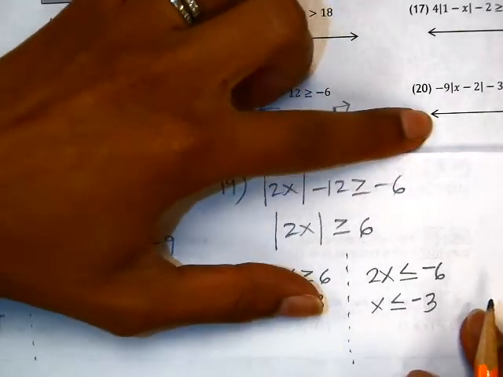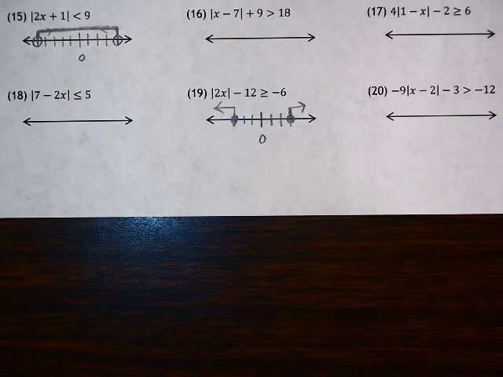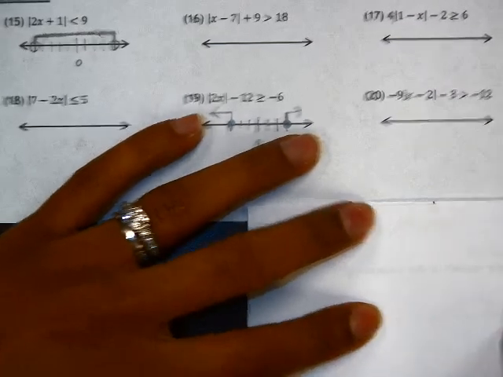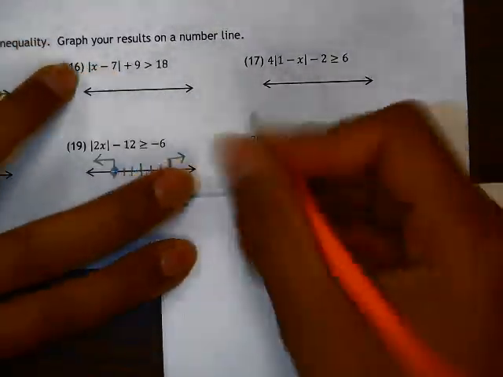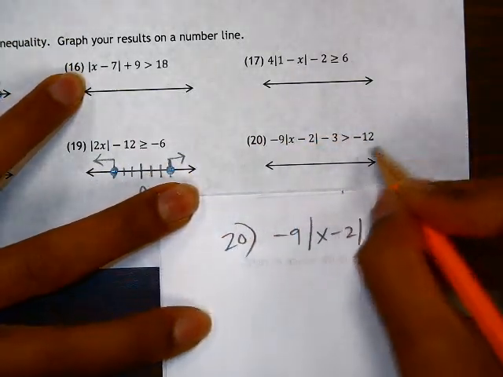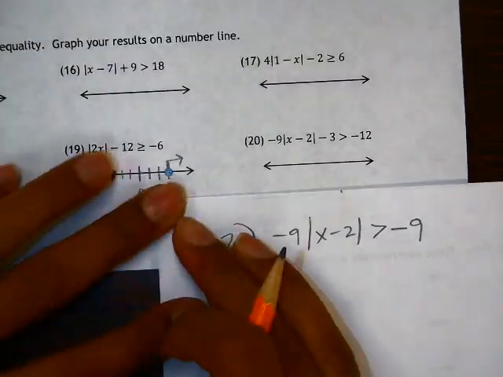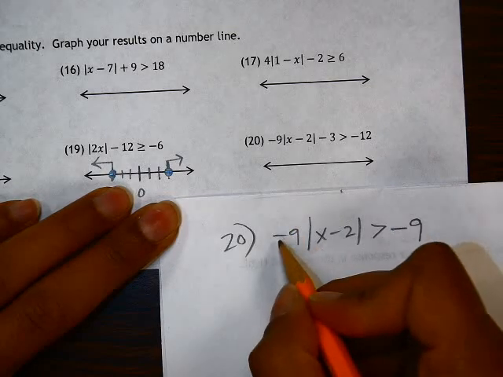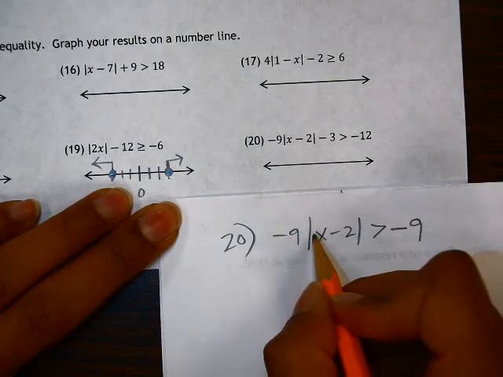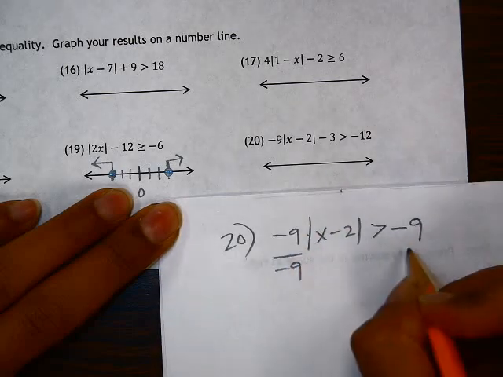All right, number 20 is another absolute value problem where the absolute value has not been isolated for you, so we need to do that first. We need to first add this 3 over to this side. So I'm going to add 3, and that gives me negative 9. Then we need to get rid of this negative 9. If you have a negative 9 times the absolute value, the operation that's happening here is actually multiplication. So that means I need to divide by negative 9.